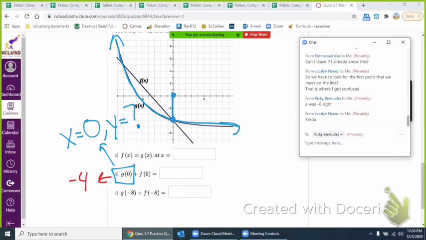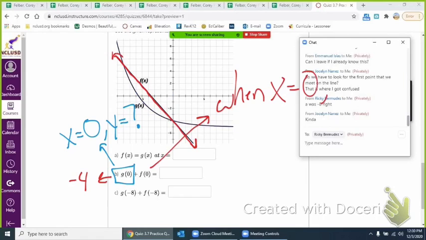Okay, and then f of 0 is the same thing. It's asking the same exact question, but it's asking it for the f line, not the g line. So it's asking on the f line, when x is 0, what is y? Okay, so I'm gonna go trace the f line now. Same question. Right, it's saying when x is 0, what is y on f though?